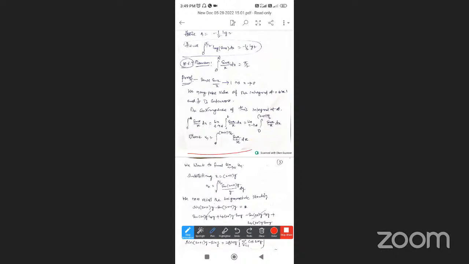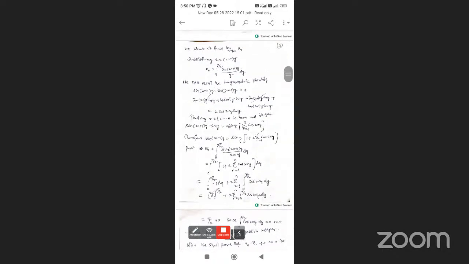Let this be un. So un is equal to the integral from 0 to (2n plus 1) pi by 2 of sin x by x dx. This is the second page completed. Now we are going to the third page.